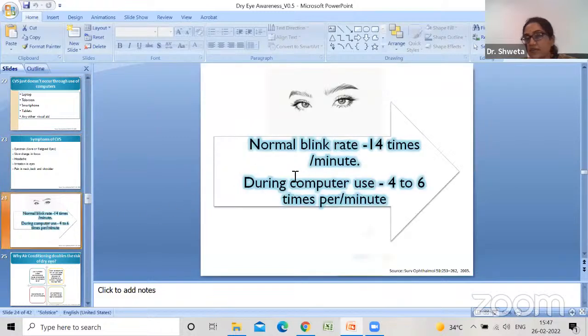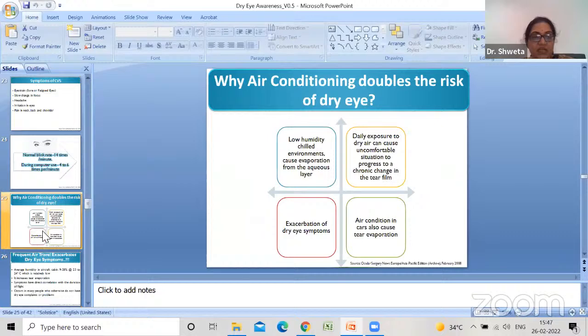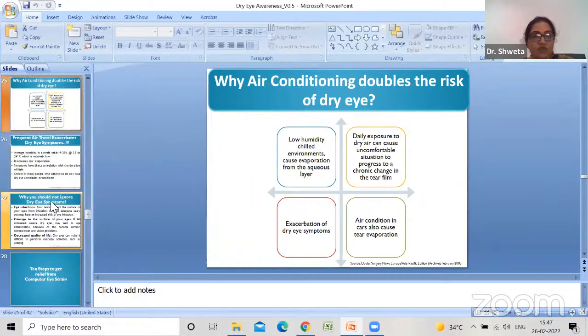So this is what I said. Normal blink rate is like 14 to 15 times a minute. But when we are using any screen, it gets reduced to 4 to 6 times per minute, which is not good. Air conditioning, as I said, being continuously in an air conditioned room also worsens the condition.